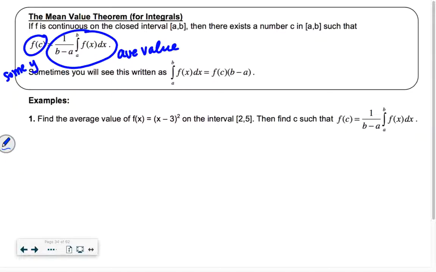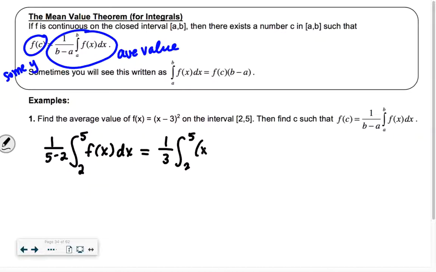So let's try this one. It says find the average value of f of x equals x minus 3 squared on the interval 2 to 5. That's the first part of the problem. So I'm going from 2 to 5, my f of x function. The simplest way to write this would be like that. Do you see how I just put f of x there? Well, I guess I could put a dx as well. They won't count you off if you forget the dx. No worries. That doesn't mean just stop writing it. All right, so we have that.